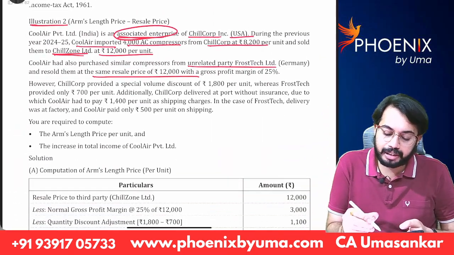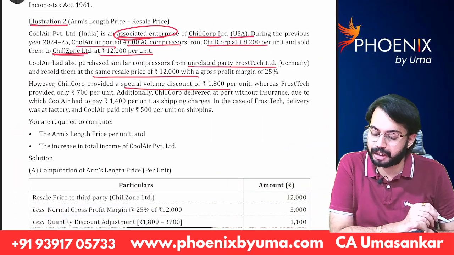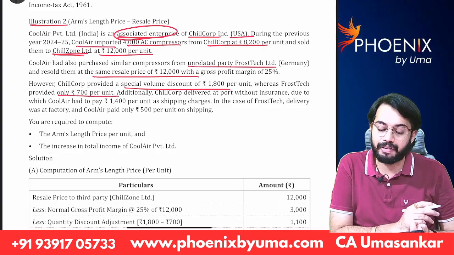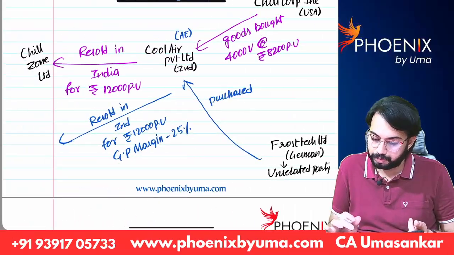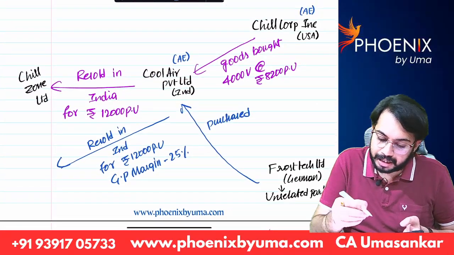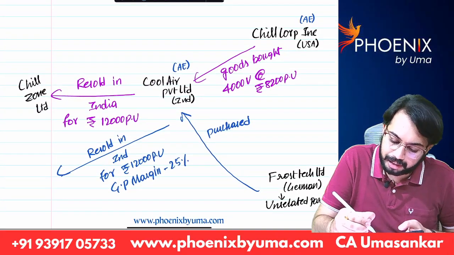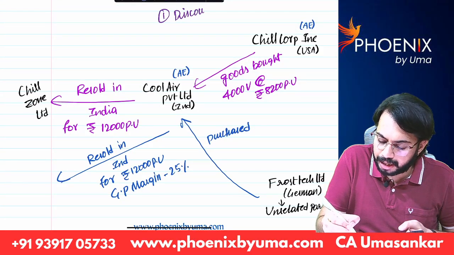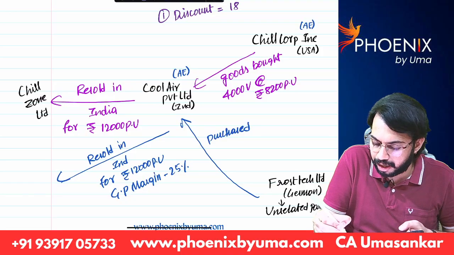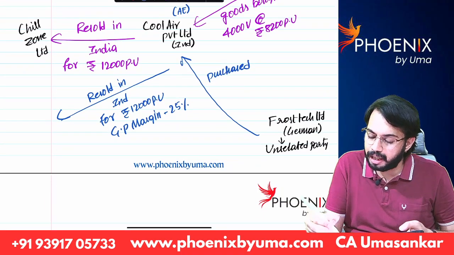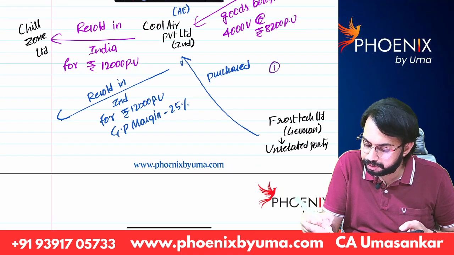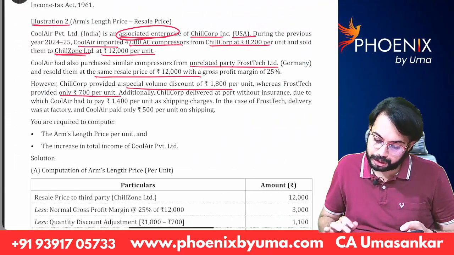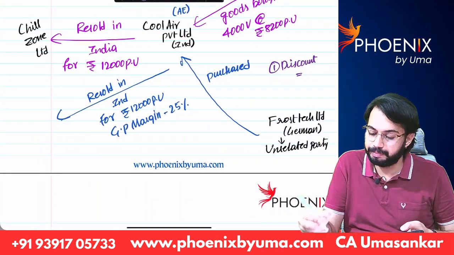Next. However, Chill Corp provided a special volume discount of 1,800 per unit, whereas Frostech provided only 700 per unit discount. So this is functional difference 1. How much is the discount given by the related party? The related party gave a discount of 1,800. The unrelated party gave a discount of 700.